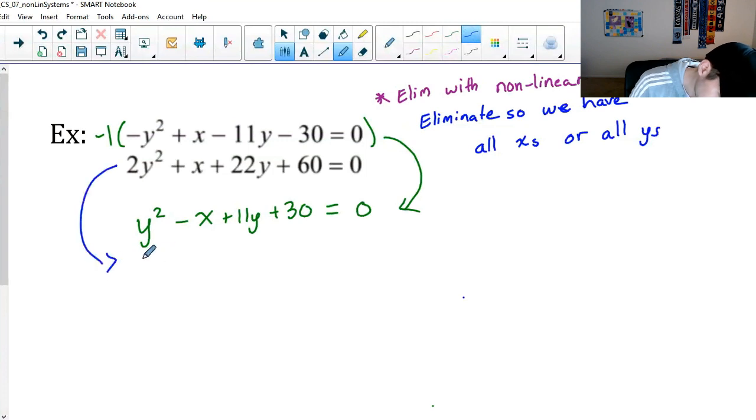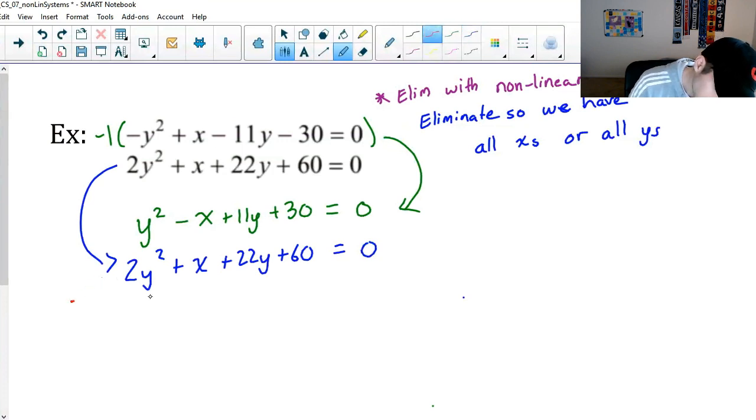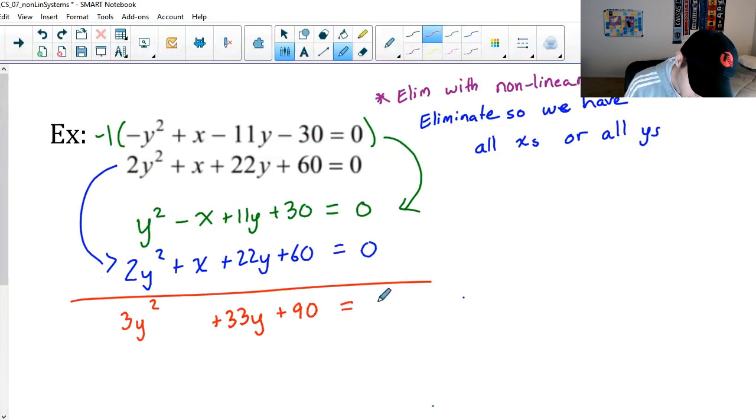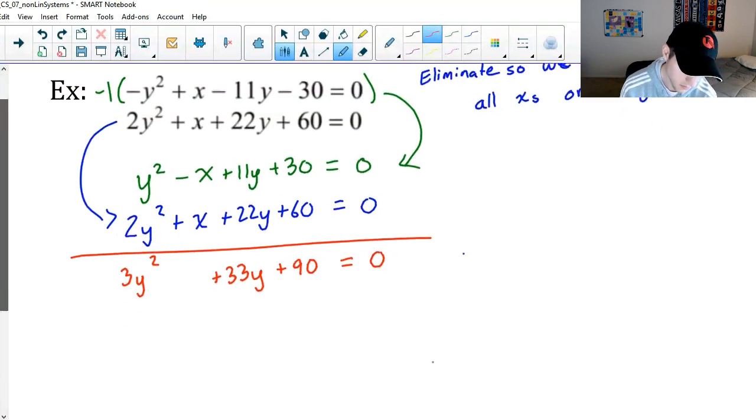This second equation, I'll just write that again. And then add together. 3y squared, negative x plus x is 0, plus 33y plus 90 equals 0. Okay, so now I have a quadratic that I want to solve. So now I'm just trying to, this is set equal to 0. I want to solve for y.